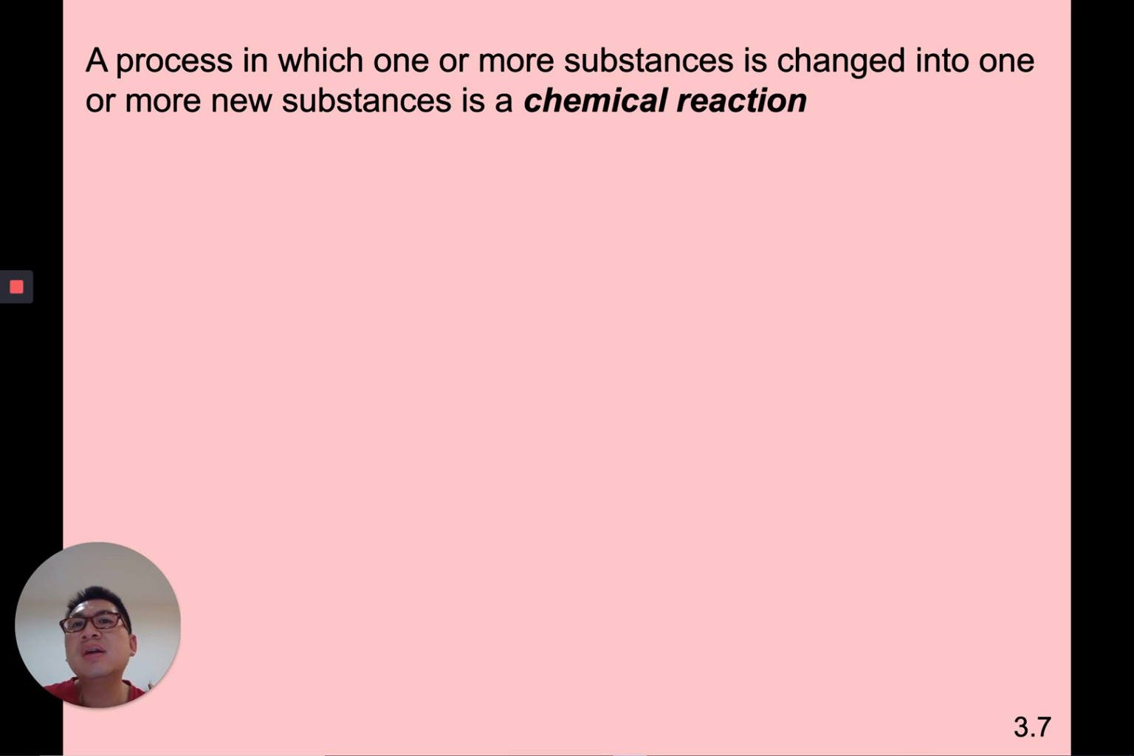To continue on today about chemical reactions, what they are, as well as how we balance a chemical reaction. So first of all, a process in which one or more substances is changed into one or more new substances is called a chemical reaction. So that's what a chemical reaction is.